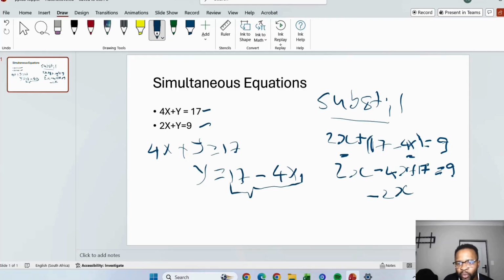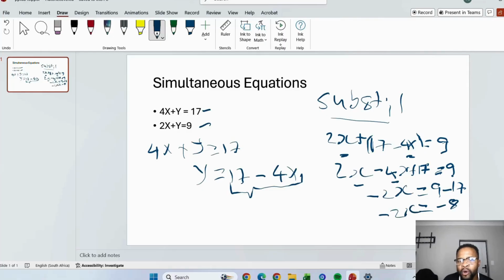So minus 2x, and then we have 17 here. We can say it equals 9. 17 is positive, and when it goes to the other side, it becomes negative. So what are we going to have? We're going to have minus 2x on this side equals minus 9 minus 17. We're going to have minus 8, and then minus 2x.